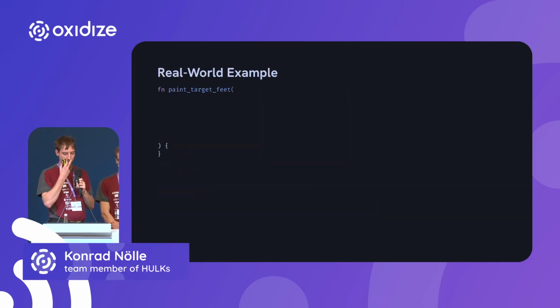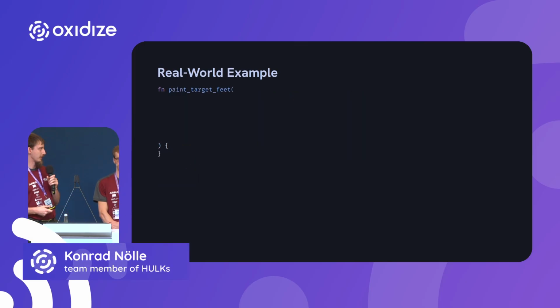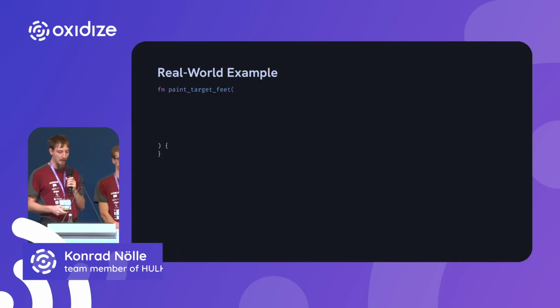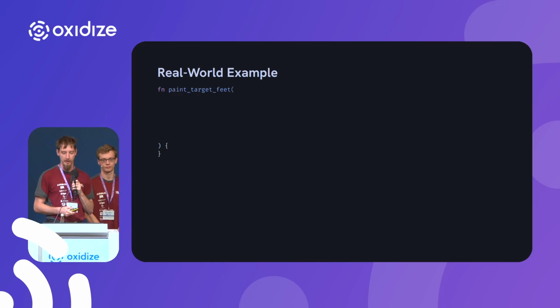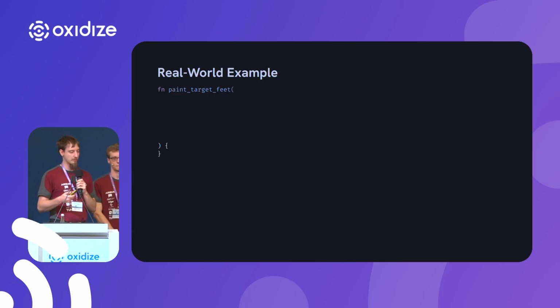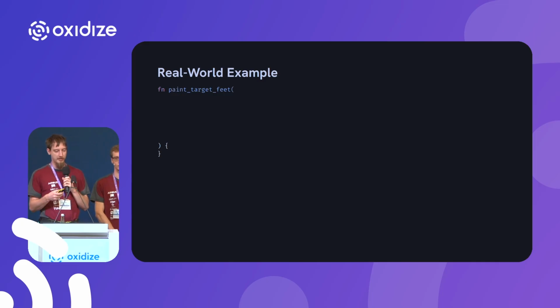Now, let's move on to a real-world example of how this would look in our code base. Here we have a function from our debug visualization for the walking engine. I'm going to step through this, explaining what these things do. Don't try to understand what the function does, because it's kind of complicated. I will try to focus on the linear algebra part.